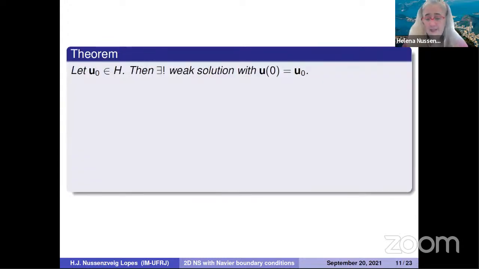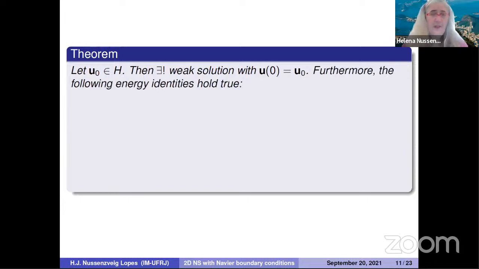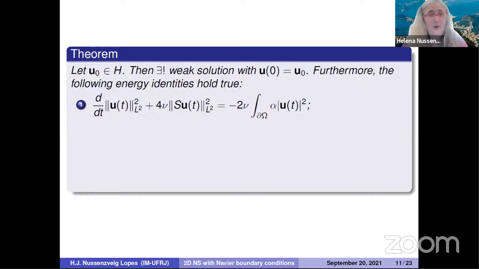Theorem. Again, not surprisingly, let U naught be in H, then there exists a unique weak solution with this initial data. And this theorem was sort of present in Jim's thesis from 2006, but as I said, there were some issues with the proofs. Furthermore, more interestingly, the following energy identities hold true, all of them. The first one comes from taking U equals V in the identity for the weak solution.